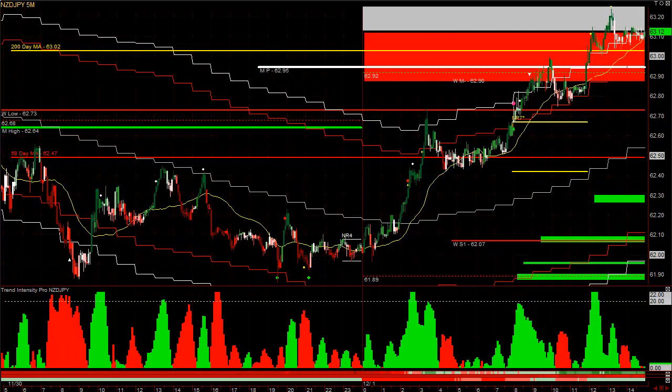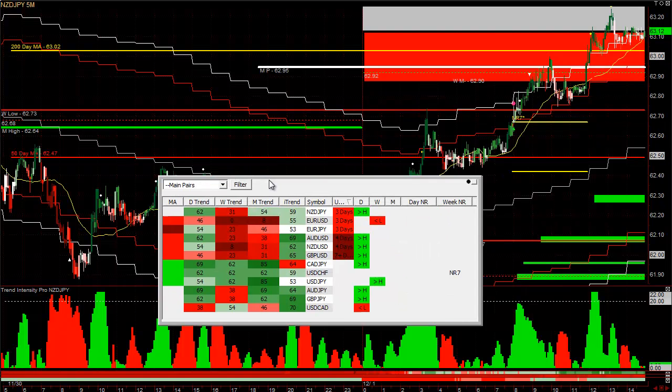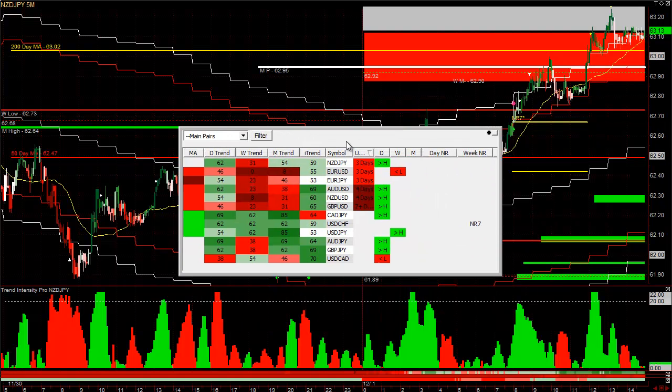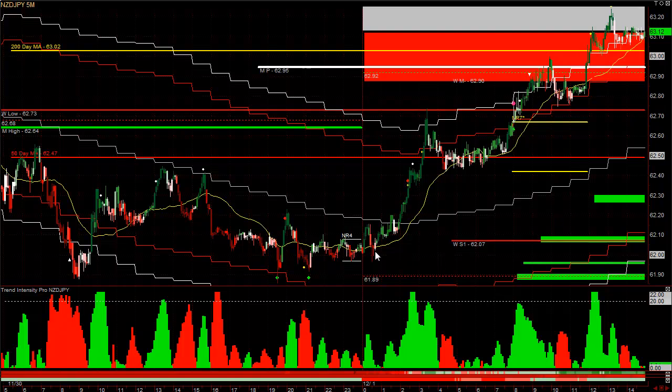Here's the New Zealand yen. Keep in mind this is one of the currencies that was down 3 days in a row. And so what we're mainly looking to do today is if it goes down today and hits our lower containment bands, we want to buy. But if it also breaks from underneath to above the hourly, you want to buy.